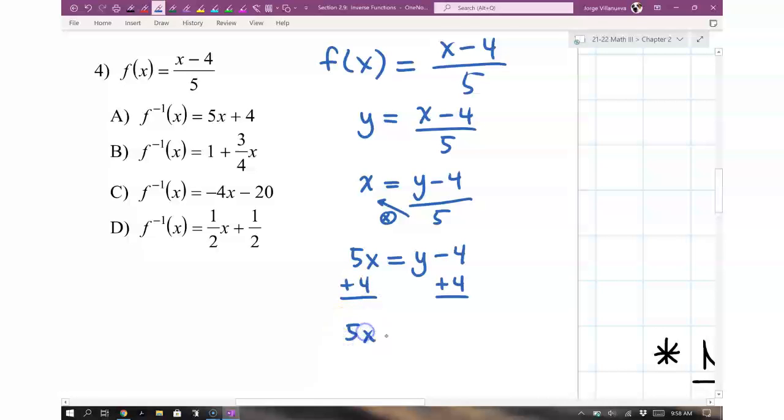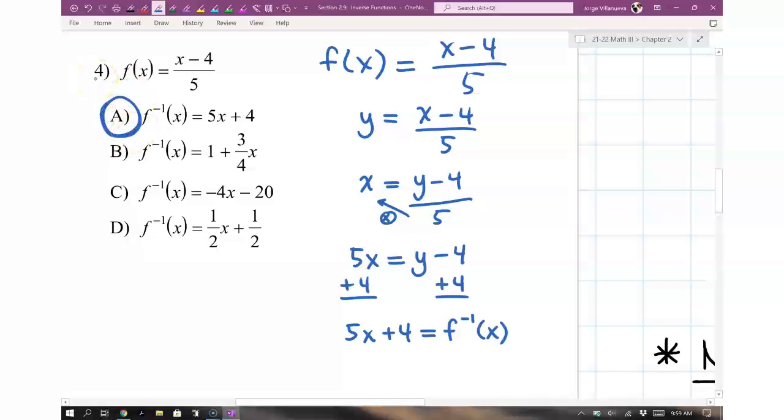So I get 5x plus 4 equals y, but now instead of y, let's call it f inverse of x, because they gave us f of x and I'm trying to find the inverse. Which option is that? What's my answer? A. All right, so there you go.